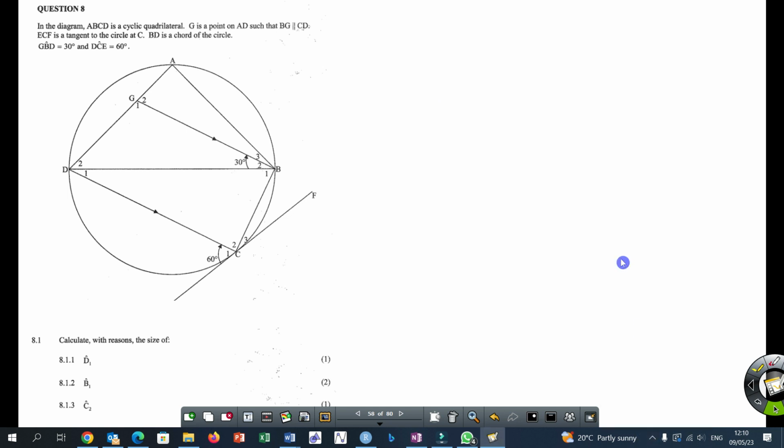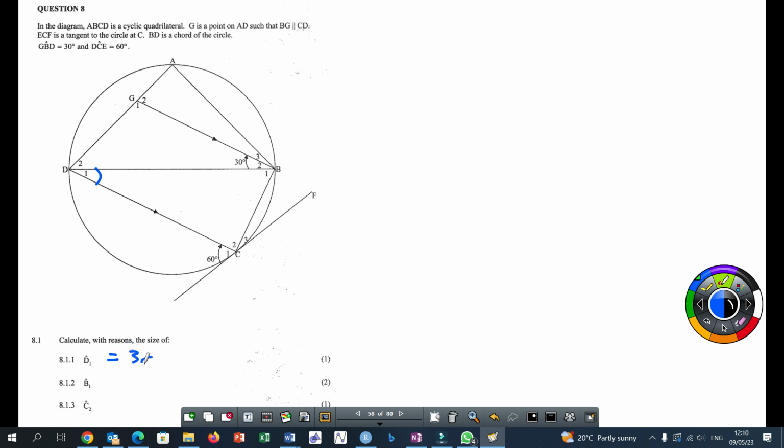Okay, so let's carry on with this question. You can read the whole story there, right? D1 is that angle, and we are supposed to find the size of it. Now this is very easy because D1 is alternate to B2. So you can write here that D1 is equal to 30 degrees, alternate angles.